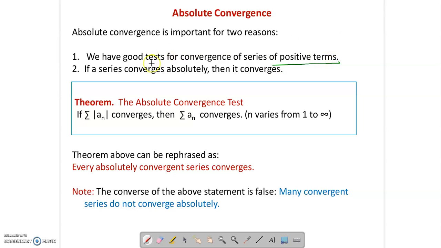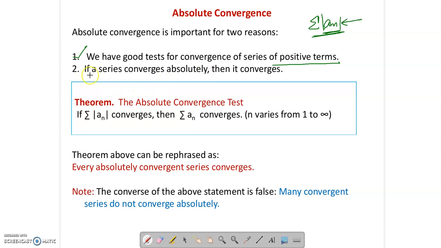Since we already have good tests of convergence of series of positive terms, whenever you have a series where the terms contain both positive and negative terms, meaning this series could have any type of terms, positive or negative, it makes sense to consider the absolute value of this series. Now when you take the absolute value, all the terms are positive, and hence you can apply all those tests that we have developed so far.